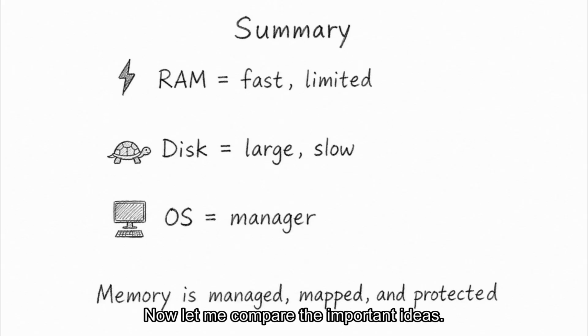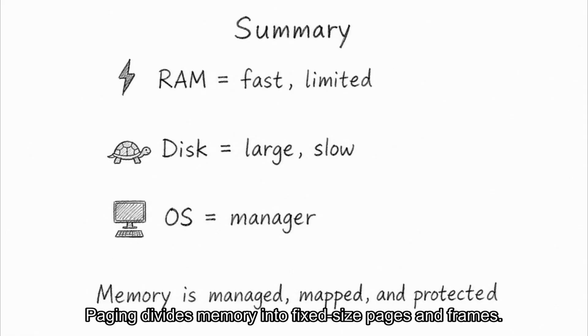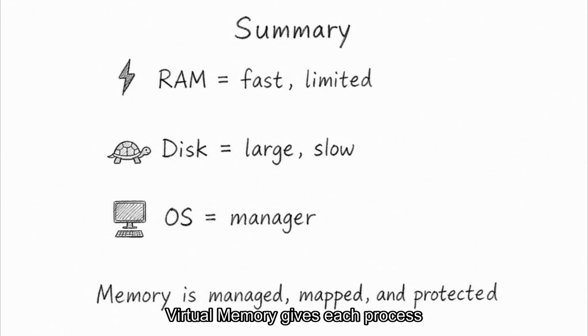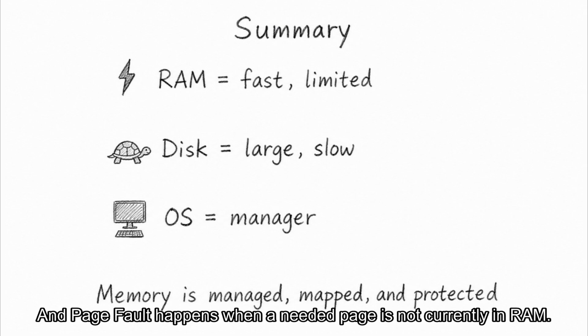Let me compare the important ideas. RAM is a fast working space. Storage is slower, but it keeps data for a long time. Paging divides memory into fixed-size pages and frames. The page table maps virtual pages to physical frames. Virtual memory gives each process its own virtual address space. And a page fault happens when a needed page is not currently in RAM.